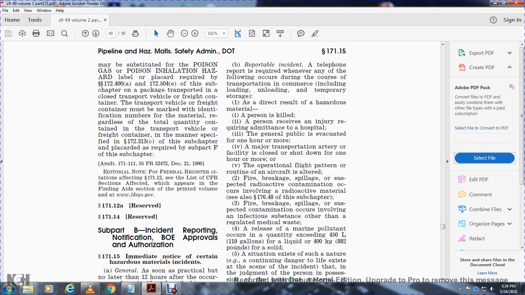Alright, subpart B, incident reporting, notification of the BOE, approvals and authorizations. We're going to cut the tape there and we're going to do it part by part.